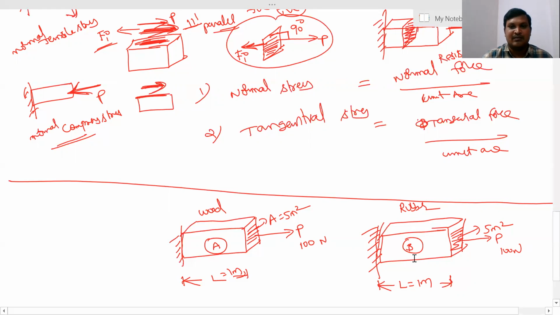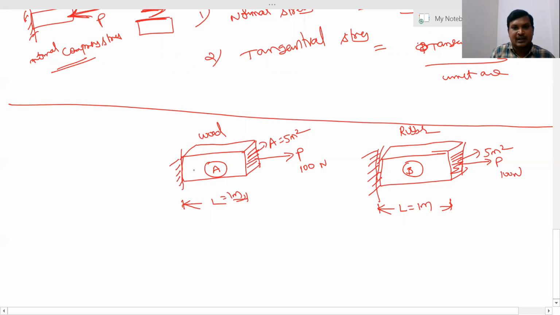People will think that wood has more stress and rubber has less stress. When you apply the force on these members, rubber will move freely, but wood does not move freely. So people will say that rubber moving freely means there is no stress, and wood not moving freely means there is stress. But this is not exactly correct. Stress is nothing but internal resistance force per unit area.